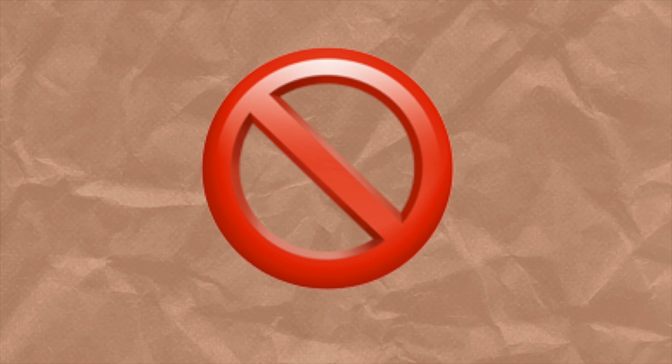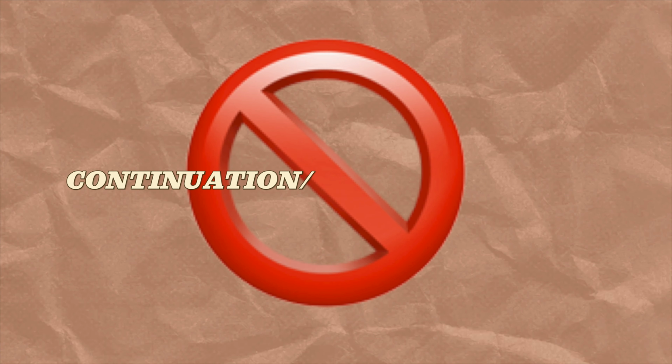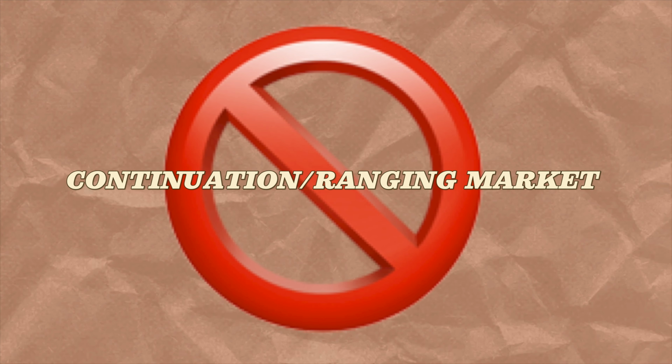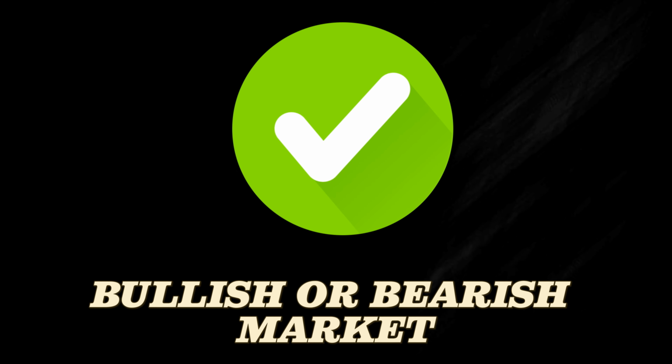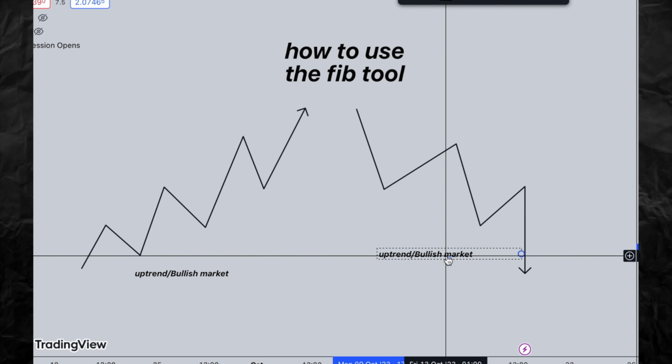So the Fibonacci retracement tool should never be used in a continuation or a ranging market. It should only be used in a bullish or a bearish market. Once you've successfully identified the trend of the market, now we can move to the next step.